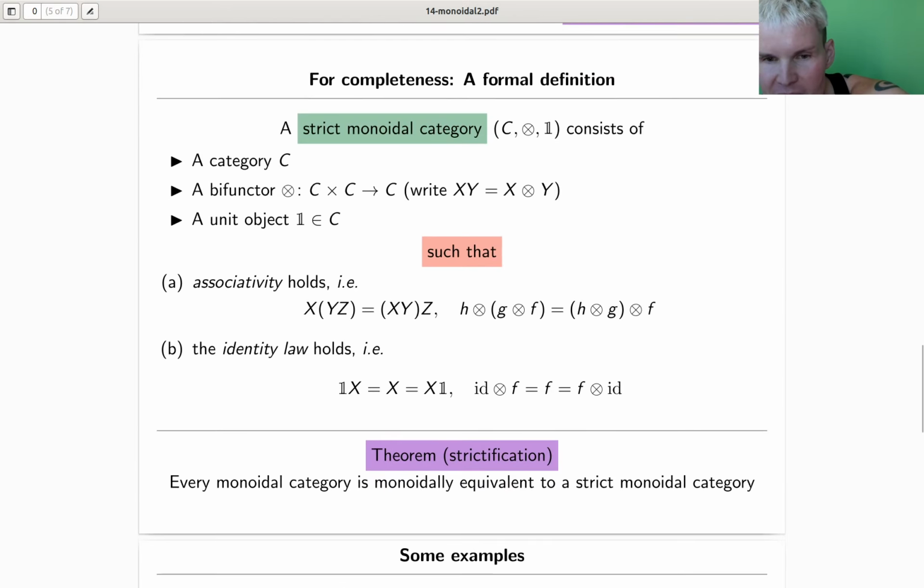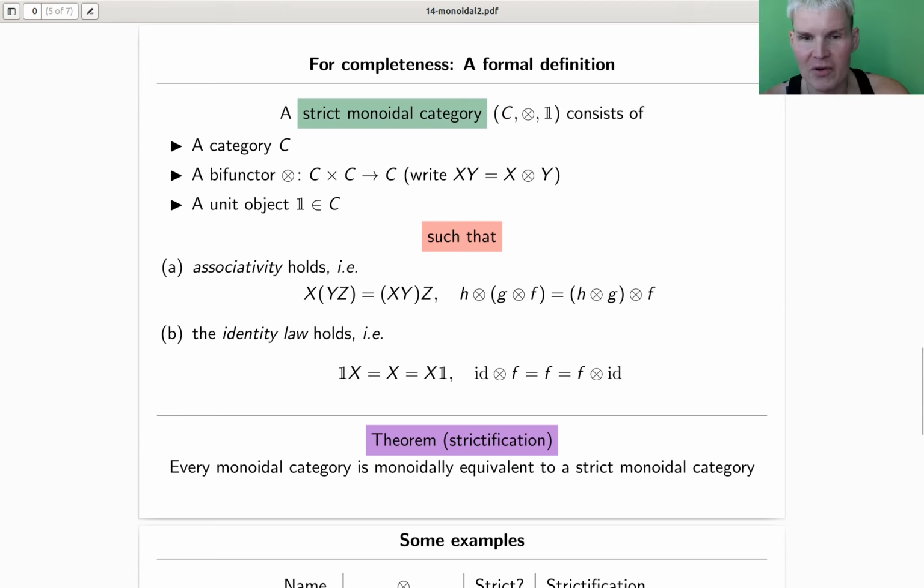So a strict monoidal category is really just a category with a tensor product. There are no parentheses. There are just identity laws and whatever. It's really simple, just exactly what you would think it should be. Now let's compare to the other thing.